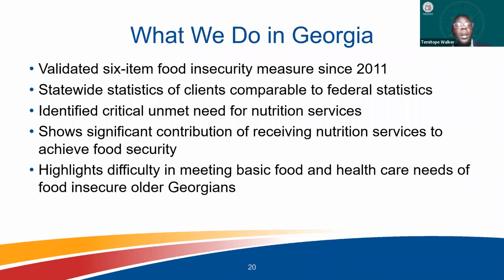Next slide. So what do we do in Georgia? Georgia has been using a validated 6-item food insecurity measure since 2011. It has found statewide food insecurity statistics of clients comparable to federal statistics, identified critical unmet need for nutrition services, shown the significant contribution of receiving nutrition services to achieve food security, and highlighted the difficulty in meeting basic food and healthcare needs of food insecure older Georgians. Next slide.